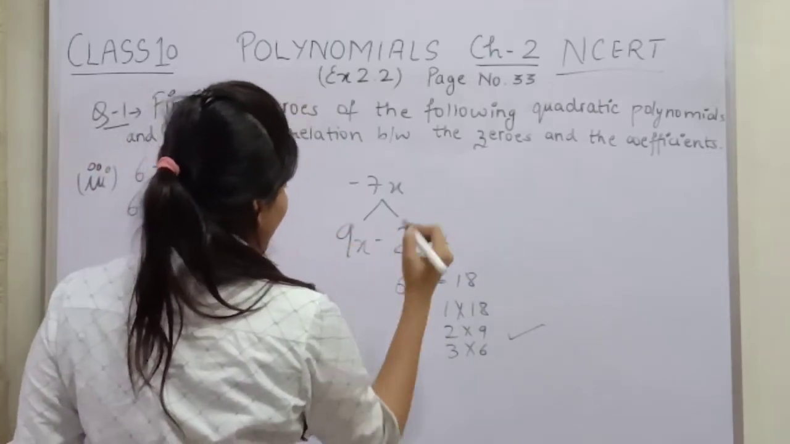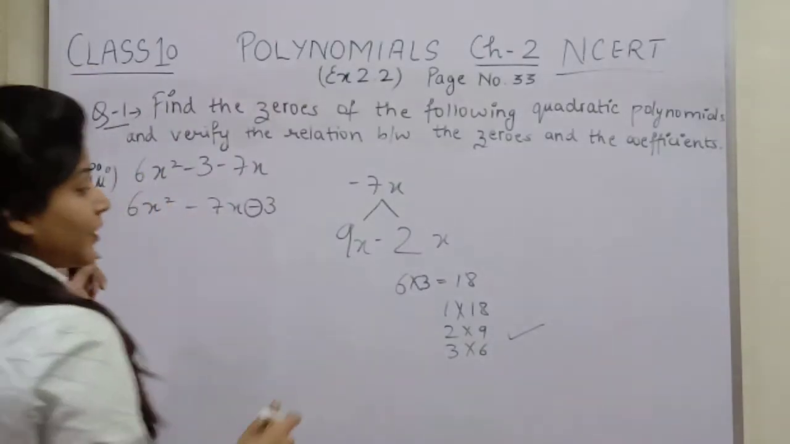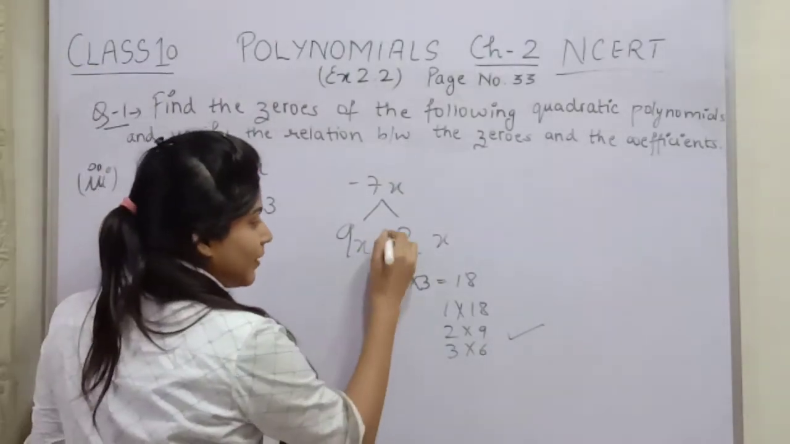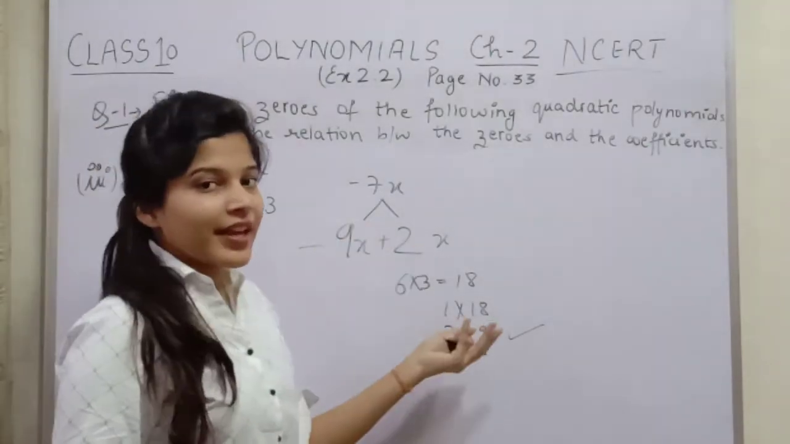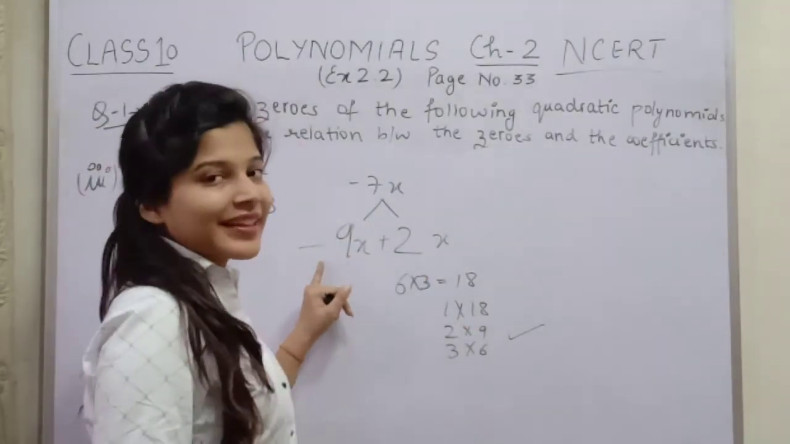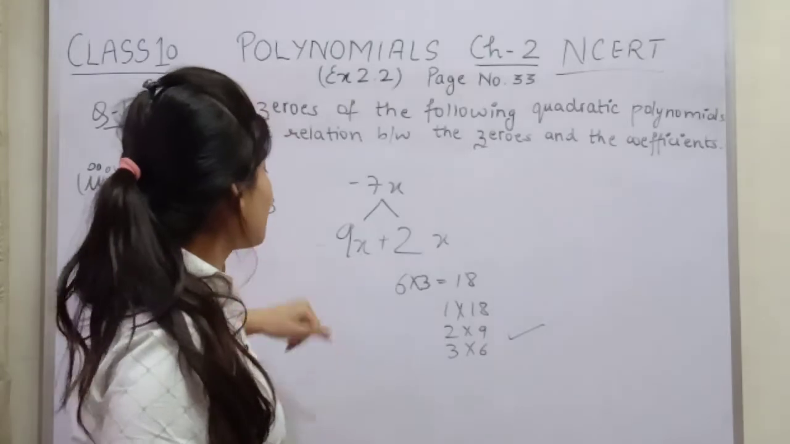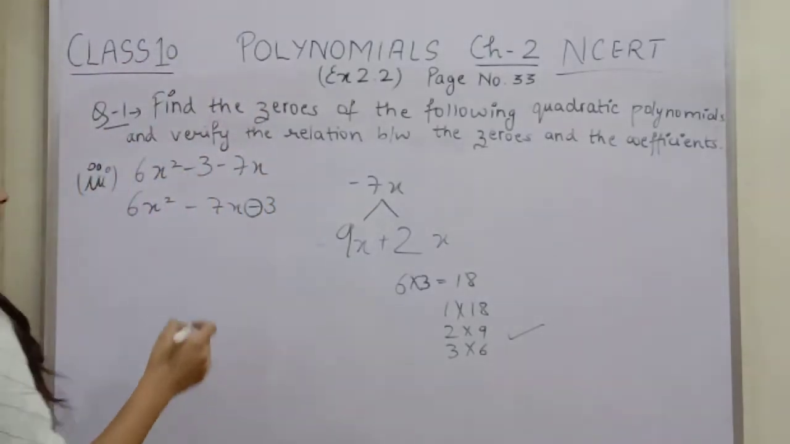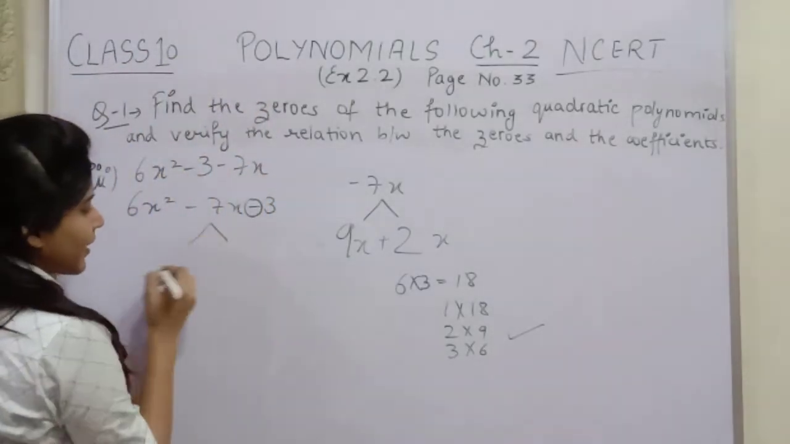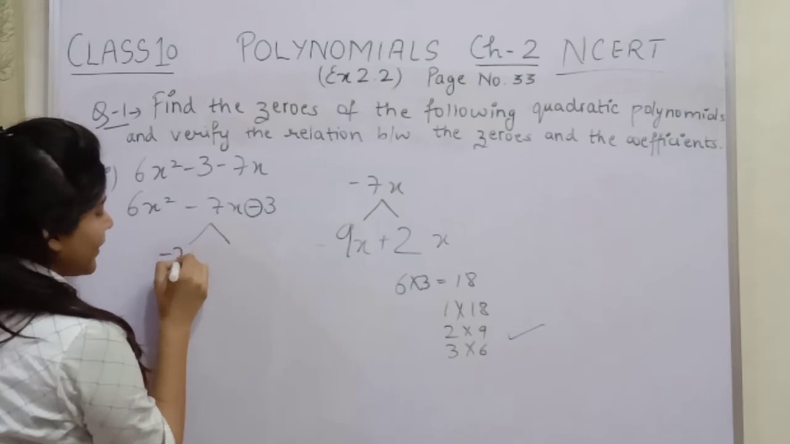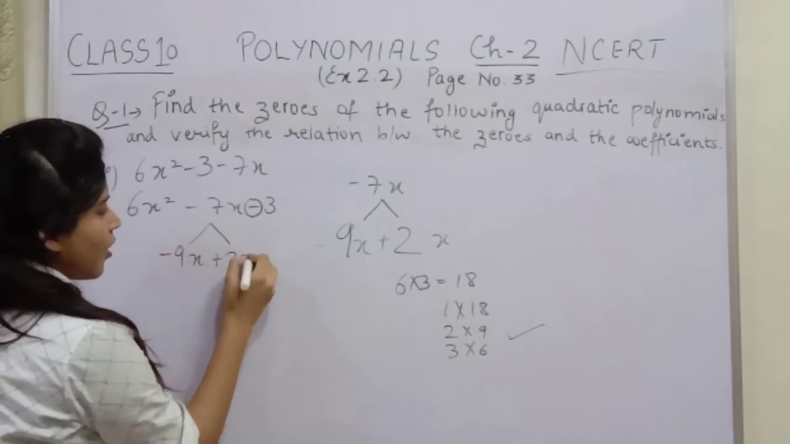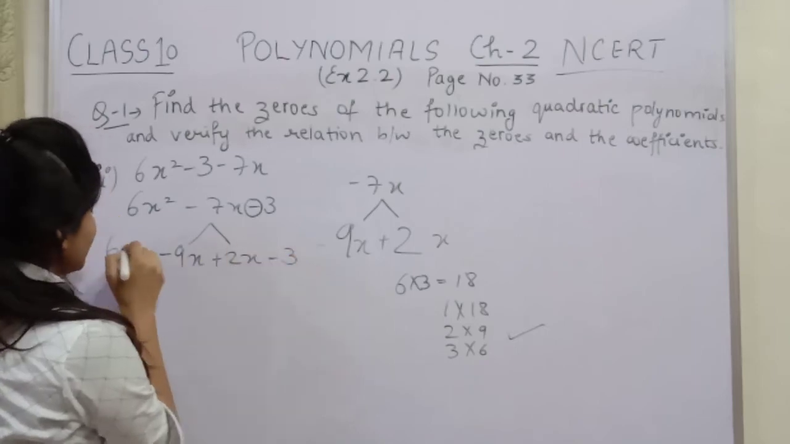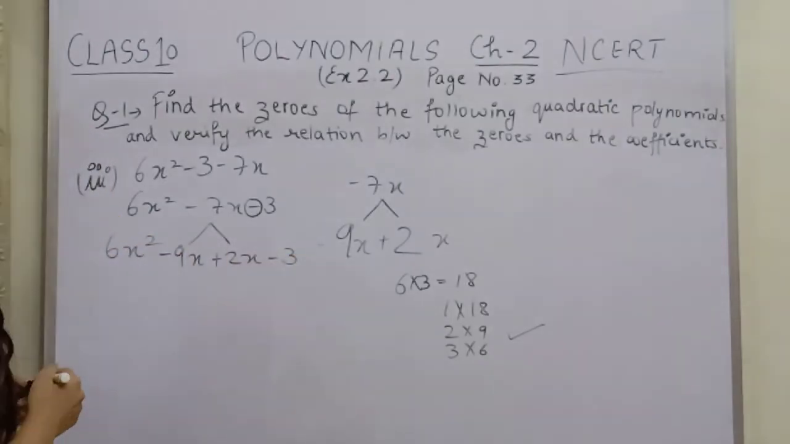9x and 2x. But we want minus 7. अब minus 7 चाहिए मतलब बड़े नंबर के साथ माइनस लगा दो. So minus 7x and sign negative. ठीक है? So this is minus 9x plus 2x. तो 7x कैसे split हो सकता है? Minus 9x plus 2x minus 3 as it is and 6x square as it is.